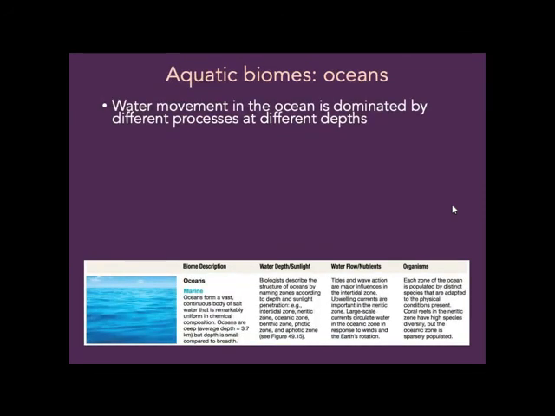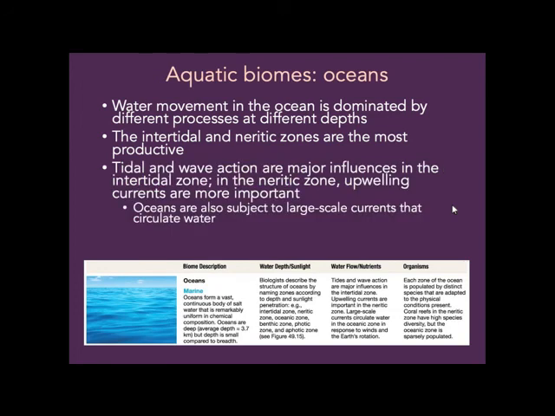All right, and then finally we have the oceans. The water movement in the ocean is going to be dominated by different processes at different depths. We already talked about the different zones of the ocean, so you have different things happening in different zones. You tend to find the most productivity in the intertidal and the neritic zones, less productivity in the deep water. In the intertidal zone, you tend to have the most effects of tidal and wave action. In the neritic zone, the nutrients tend to come in from upwelling currents instead.